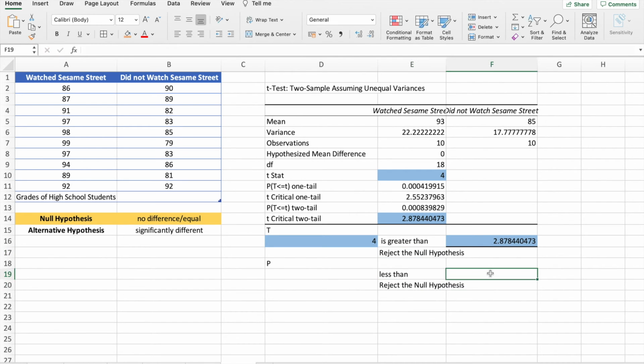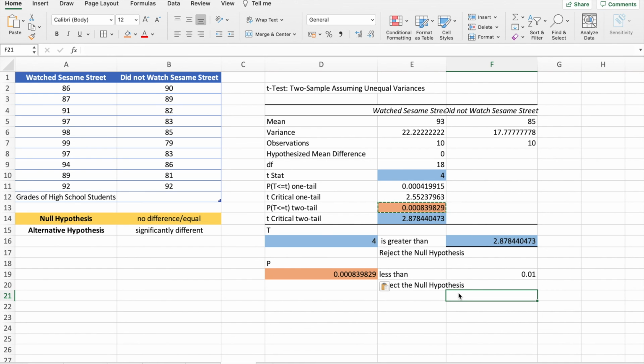We can also use the p-value. If it's less than our significance value of 0.01, we compare it to our p-value, which is 0.00839. And since that is less than our level of significance, we reject the null hypothesis.